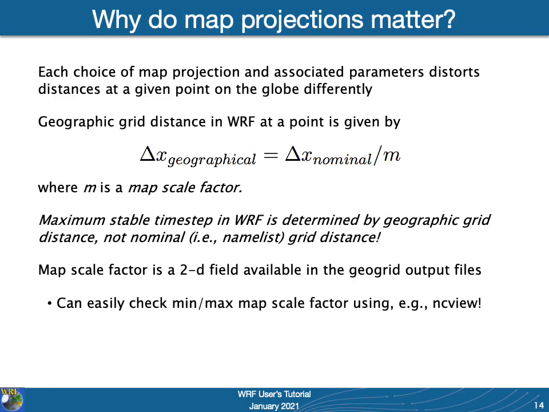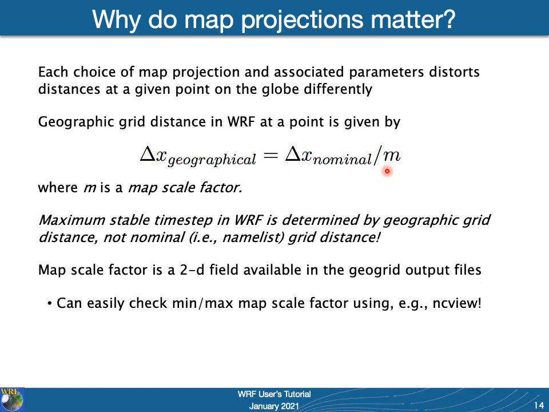So we've spent several minutes talking about map projections, and you may wonder why it's so important to choose among these different map projections when setting up a model simulation domain. The idea is that different map projections and their associated parameters distort distances differently over different parts of the globe. And the important point is that in WRF, the geographic grid distance at any point in your model domain is given by the nominal grid distance that you choose when you set up your domain, divided by something called the map scale factor. And this map scale factor is a two-dimensional field that describes the scale distortion inherent in different map projections.